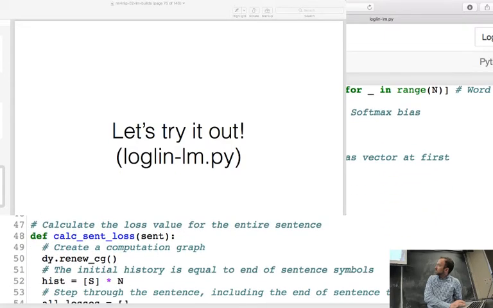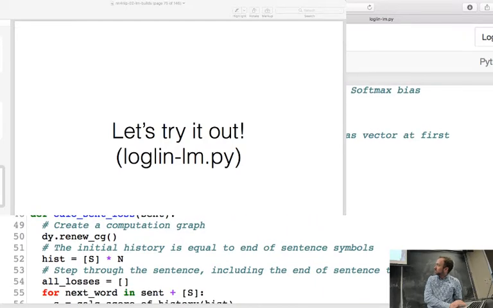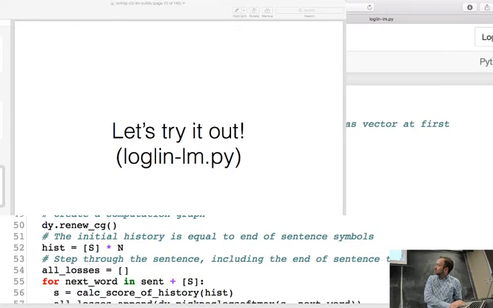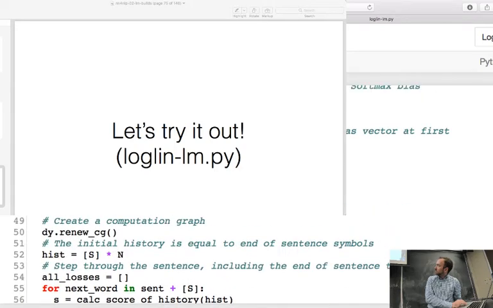Then given our words in our sentence, we get our bias. We create our bias vector, and then for each word in our set of previous words, we look up that word ID in the appropriate parameter set. So we'll look up the first word in the first parameter set, the second word in the second parameter set. Then we sum all of these together, and that's how we calculate the score for a single history.